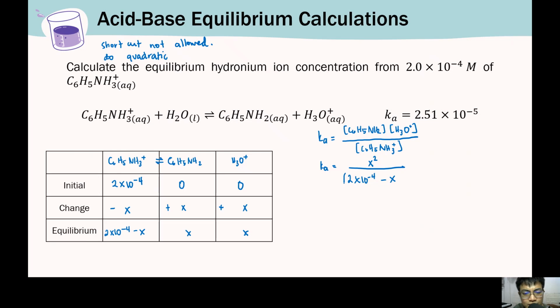Okay, so I just simply transpose this term to the other side. So that gives me Ka times 2 times 10 raised to negative 4 minus x. This one's x squared, and then I need to transpose this again to this side. By the way, if medyo mabilis, you can just simply pause the video. This is recorded naman in YouTube.